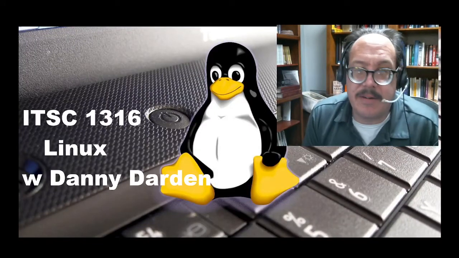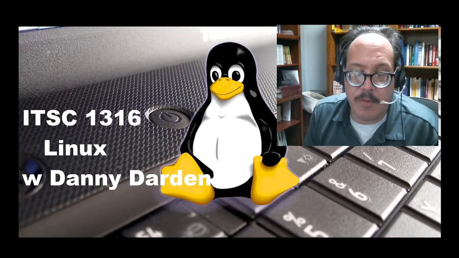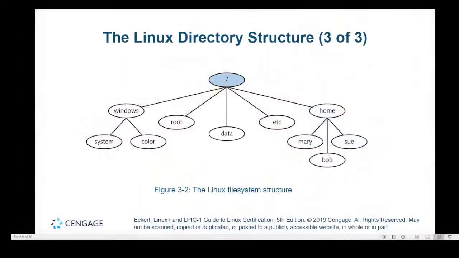So I want to take some time and just talk about the Linux directory structure and moving around in that directory structure. And you can see that the directory structure is like a tree. So the root of the tree, and of course, in a real tree, the roots are at the bottom. So in this case, the root is at the top. But we call it root, and all of the directories basically come from the root.